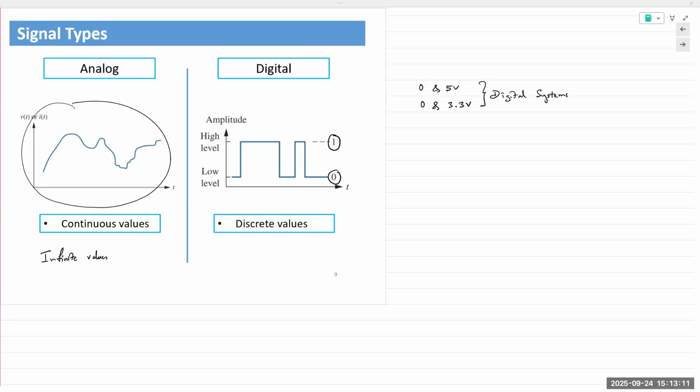So it's discrete values, and more often than not, we are simply working with two values, zeros and ones, low and high, binary number system.